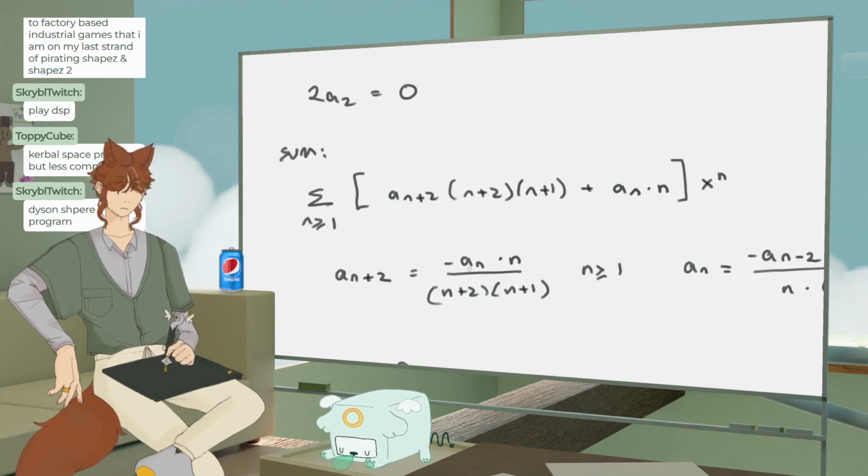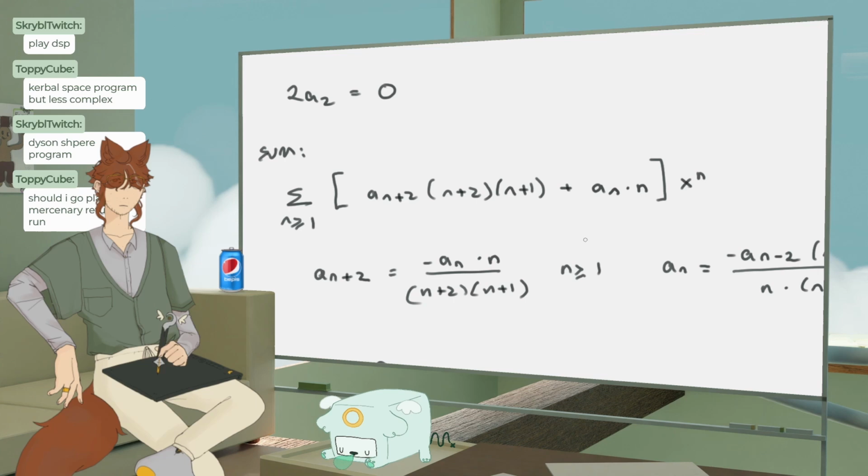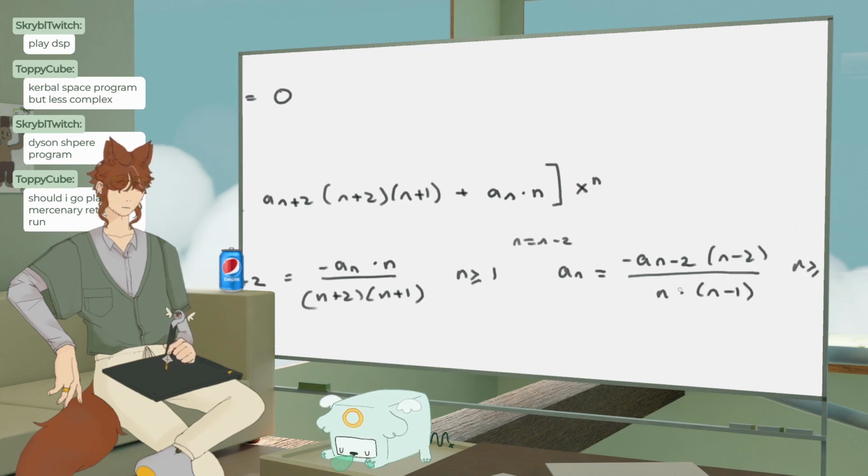I move this to the other side. It's a negative. Doesn't really matter, that part. That's all good. N is greater than or equal to 1. This needs to go down 2. So n equals n minus 2. N minus 2, n minus 2. That is 0, and that is negative 1.